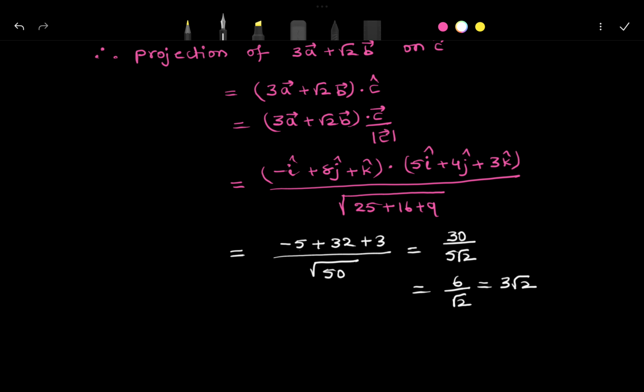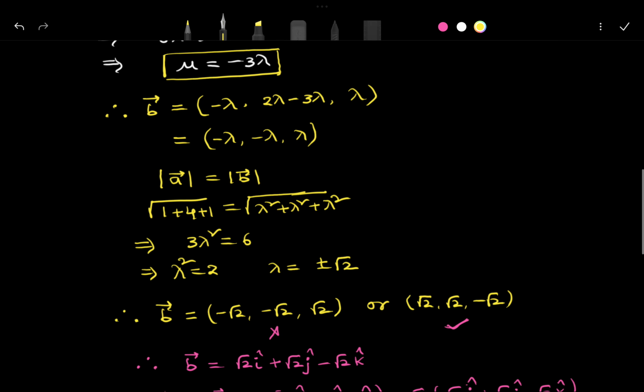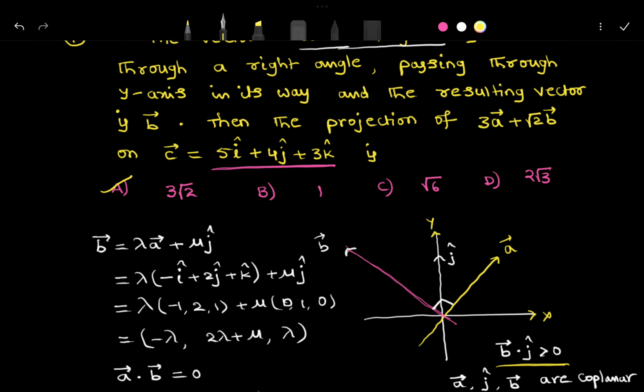So the projection of 3 a bar plus root 2 into b bar on c bar is 3 root 2, which is the correct answer. Your right option is the first option.